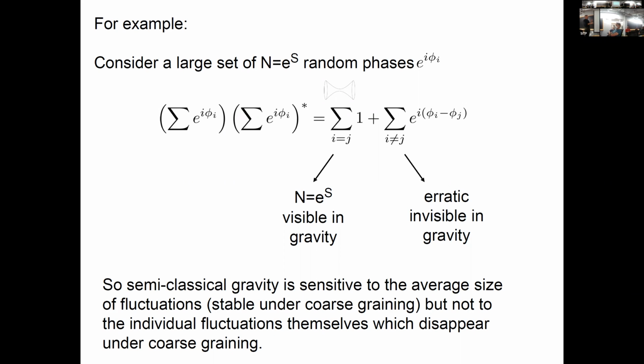So in this case, the expectation value of this would obviously be 0 because these phases average out. But the average fluctuation, the average magnitude of the fluctuation of this is a robust quantity. It's given by the diagonal piece here. And that's the thing that the wormhole is computing. So from this point of view, semi-classical gravity is sensitive to the average size of fluctuations, but not to these individual fluctuations which would disappear under coarse graining, because coarse graining would wash away all those fluctuations, but it would not wash away the one here because it's a robust feature.